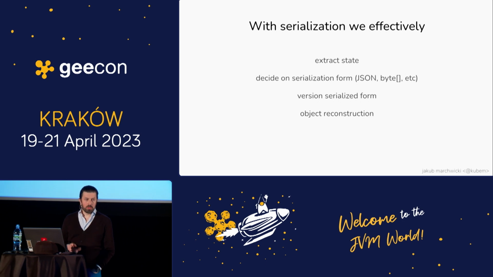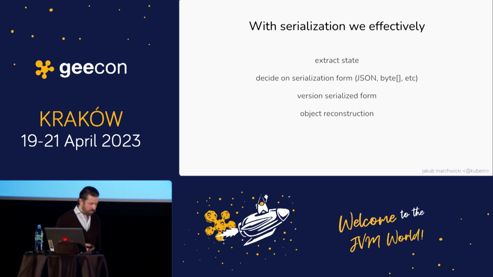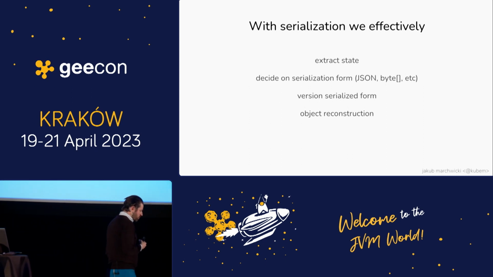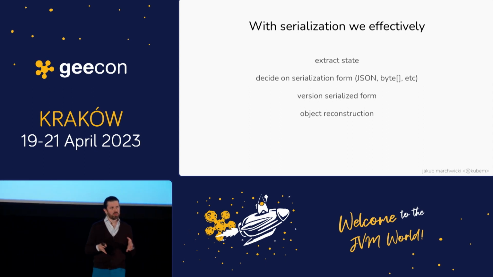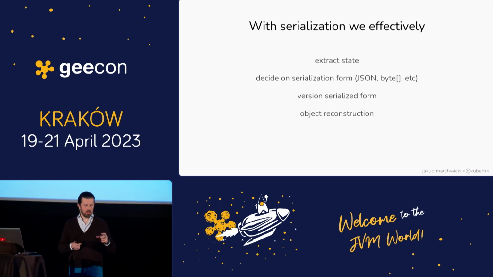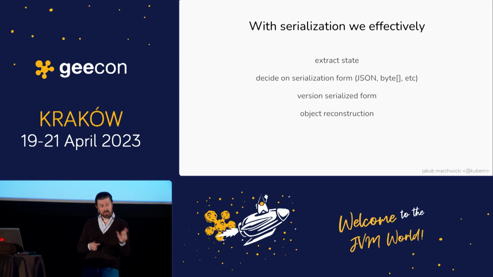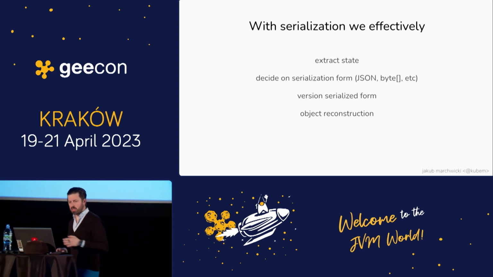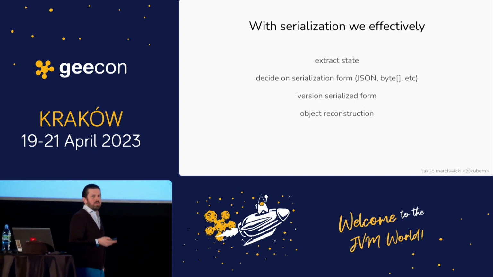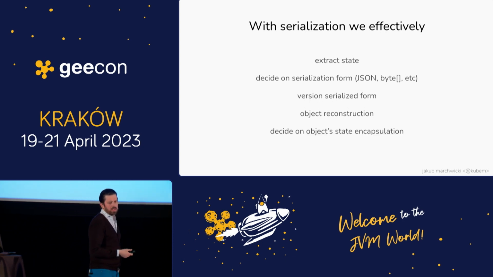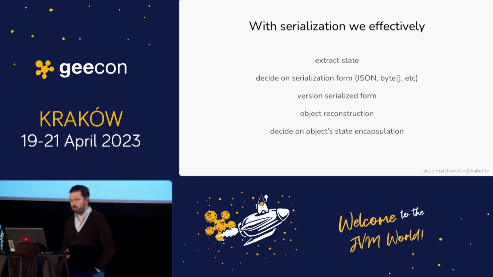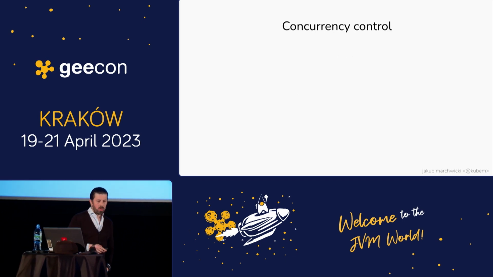Then we have object reconstruction. So when we send data over the wire, do we always want to deserialize the whole object graph? Or do we want to deserialize just a subset of it? Do we know that there is a field and all we want is just the value for this particular field, not the whole objects? There's a couple of things that we can't forget when doing any way of serializing an object and sending it over the wire.